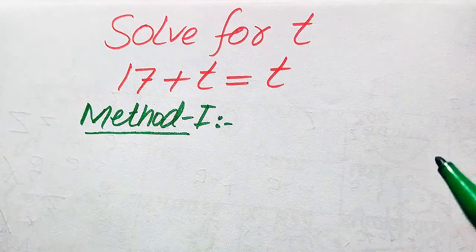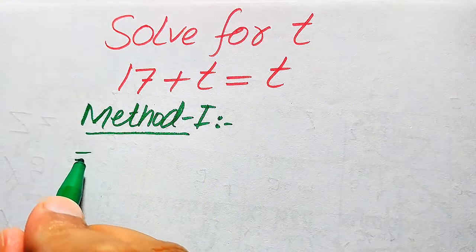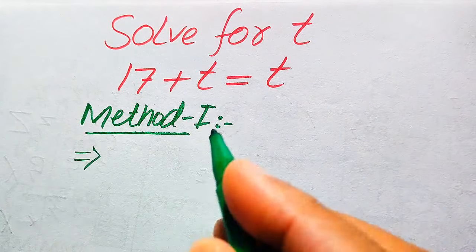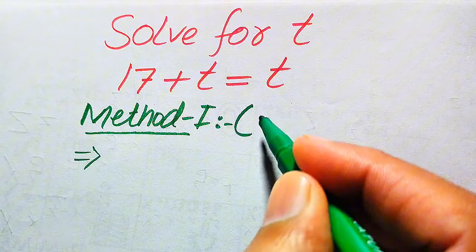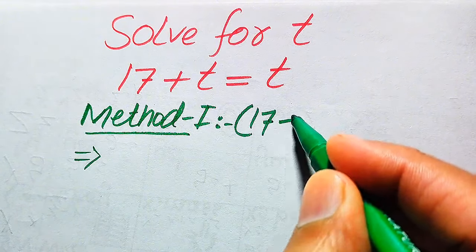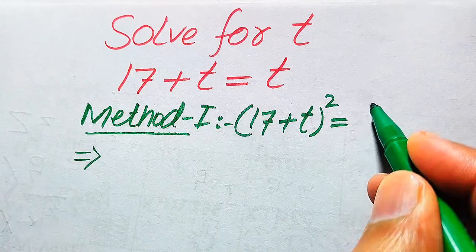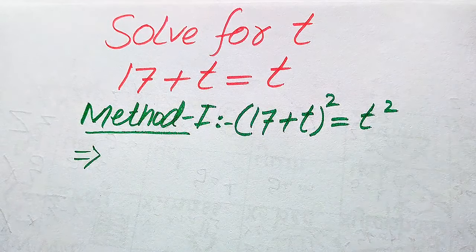Now the very first thing we are going to do in the first method is to take a square on both of the sides. So when you apply squaring on both sides, it will be written as (17 plus t) whole square is equal to t square.